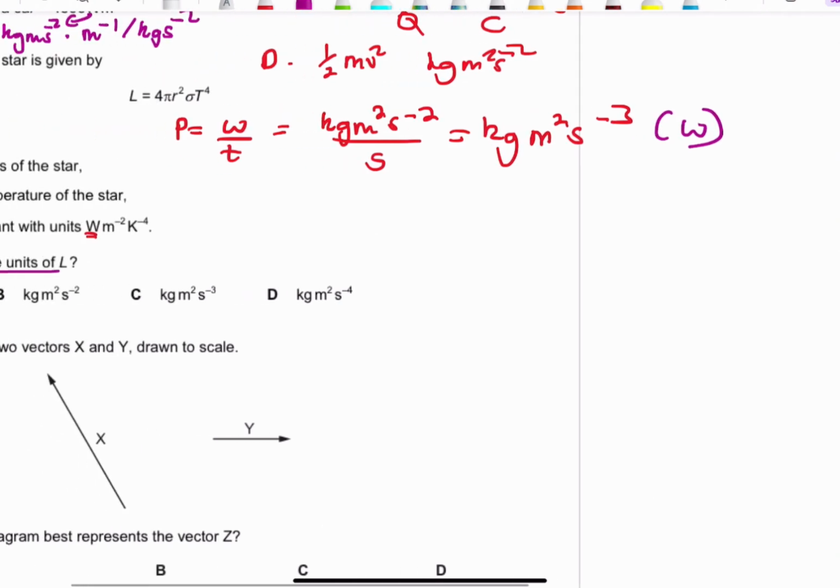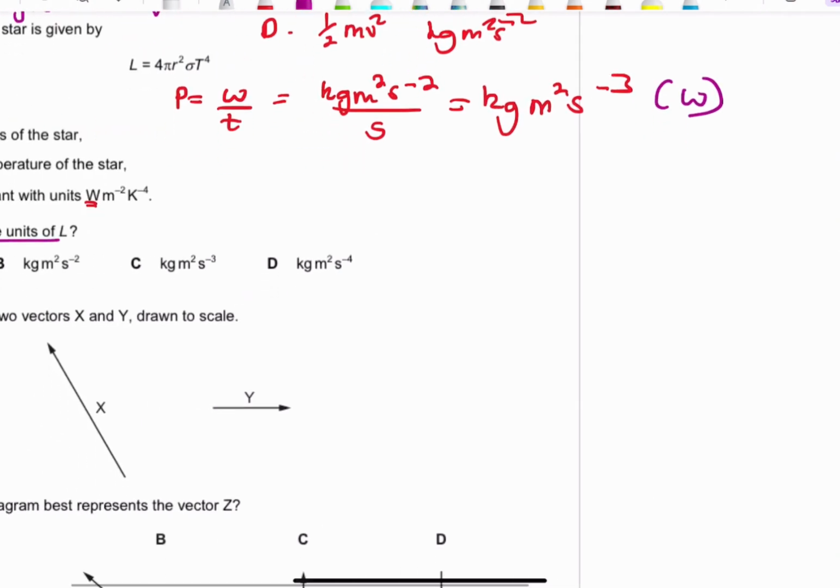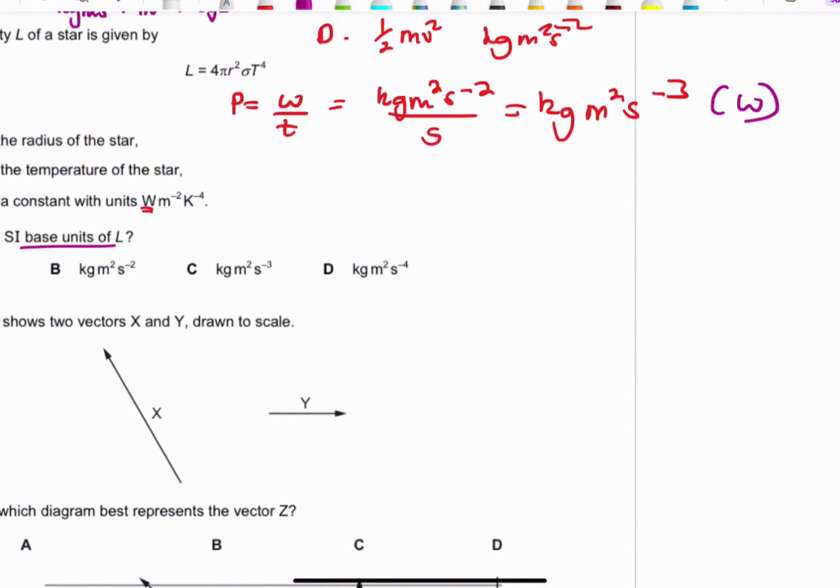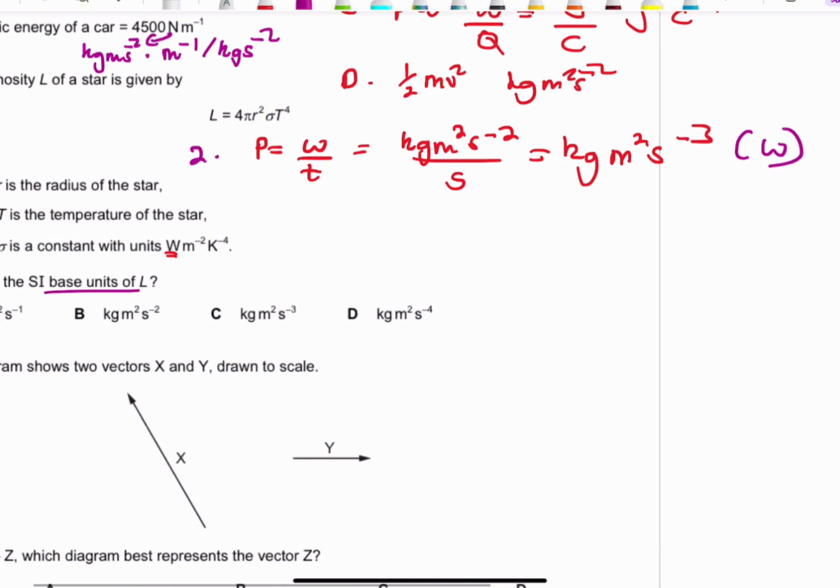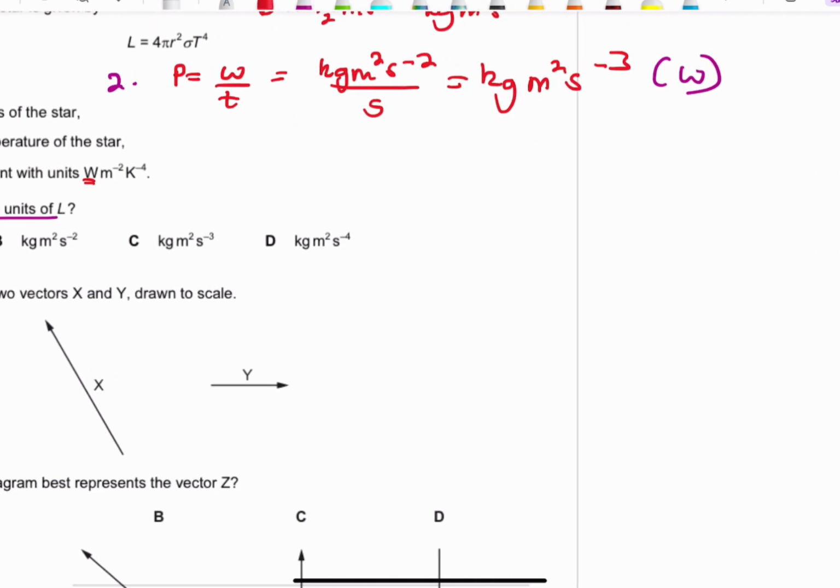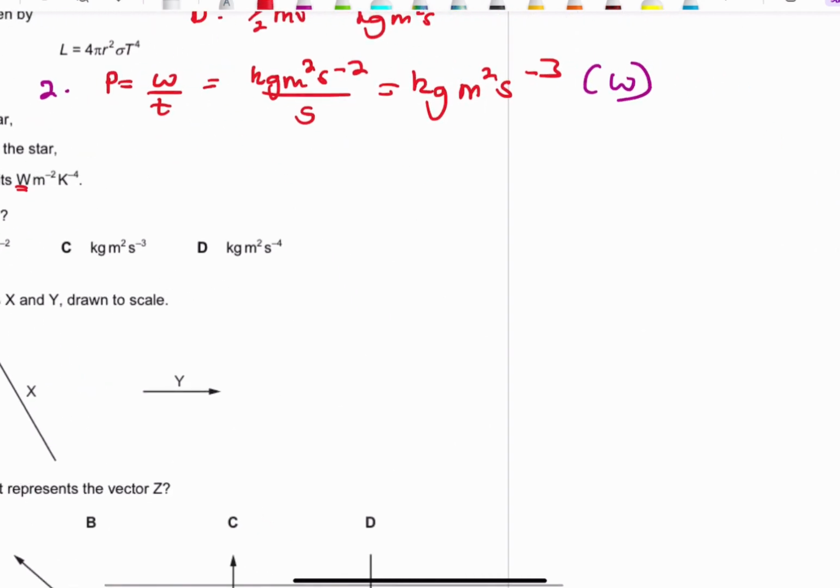So if this is the definition of power and we want to find the units of L, how do you go about this? Well, we now know that L would be equivalent to r squared, which is m squared, multiplied by sigma, which is kg m squared s to the power of -3 multiplied by m to the power of -2 multiplied by K to the power of -4.